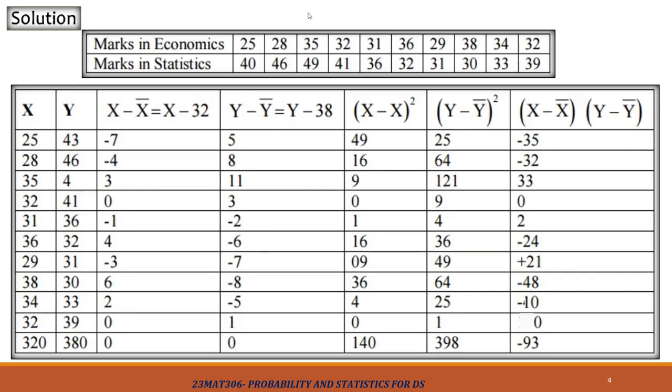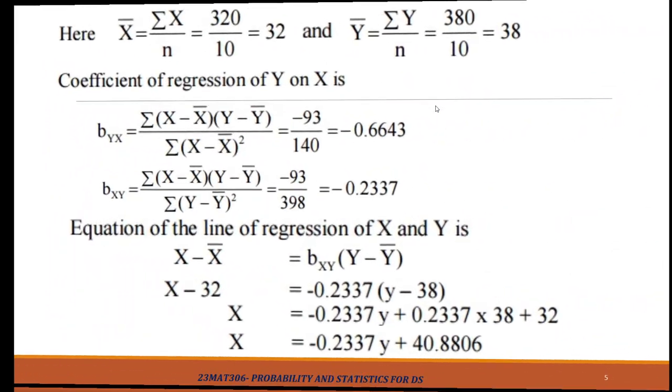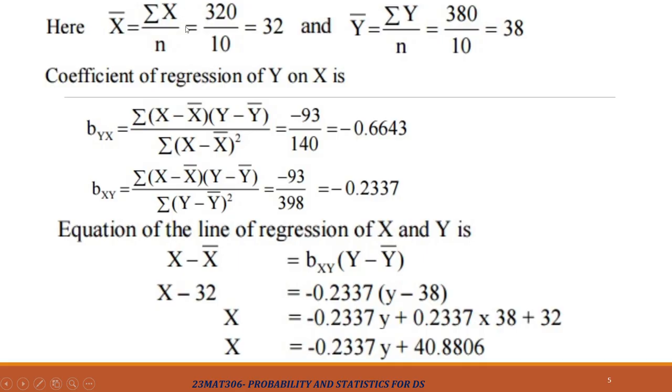Next, we will calculate x minus x bar the whole square. This is the x minus x bar value, so we have to square these values. Similarly, we have to find the y minus y bar the whole square values, and finally we have to multiply these two columns. Next, summation x is 32 and summation y is 9.